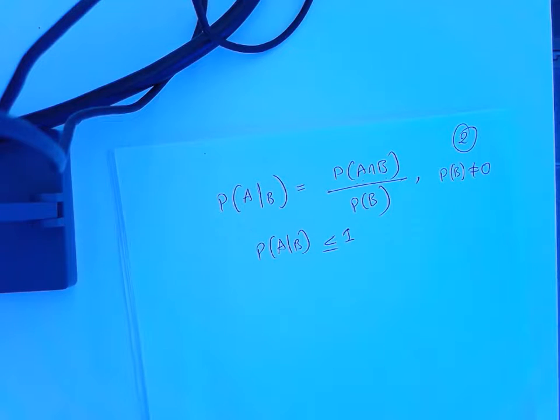The intersection should be small. Yeah, probability of B can't be 0. It's going to be smaller than 1. The intersection of A and B is a subset of B. Yes, like P of A plus P of B should be 1. It's going to be less.